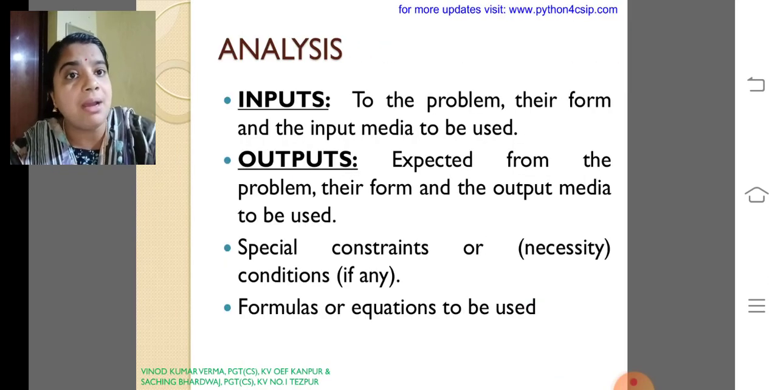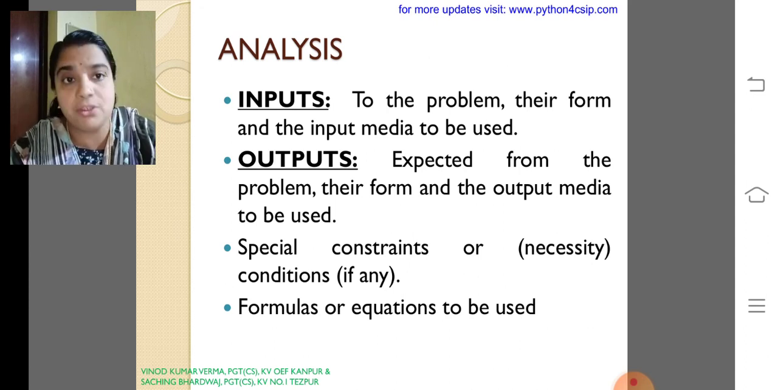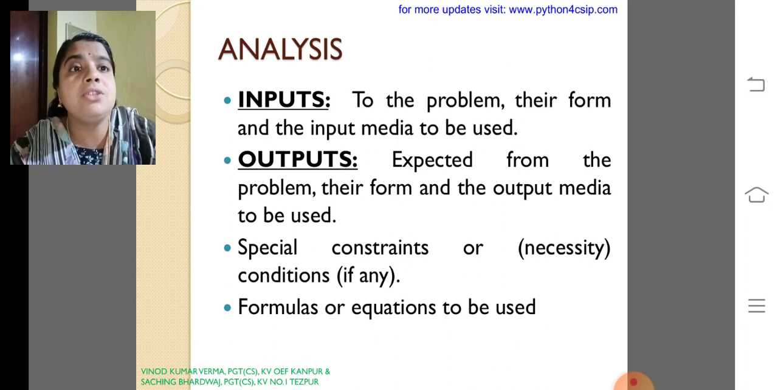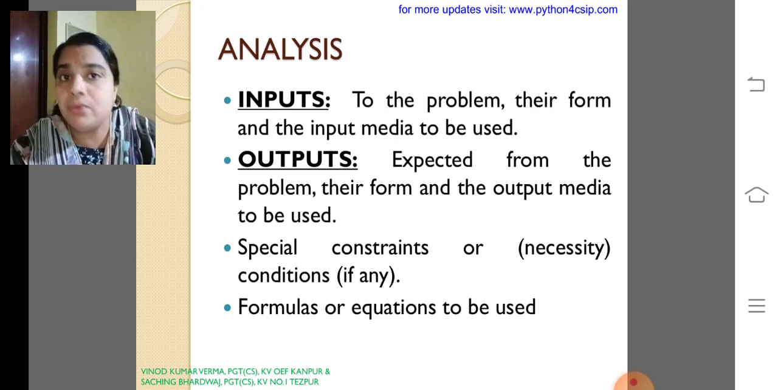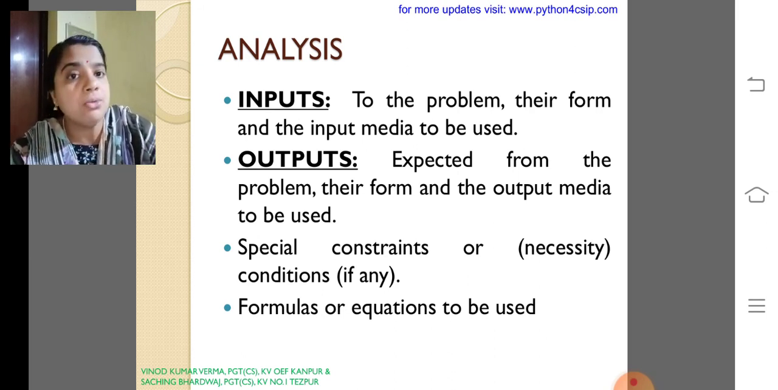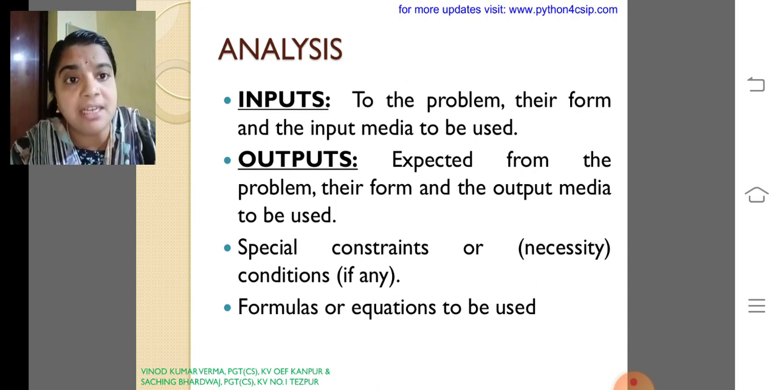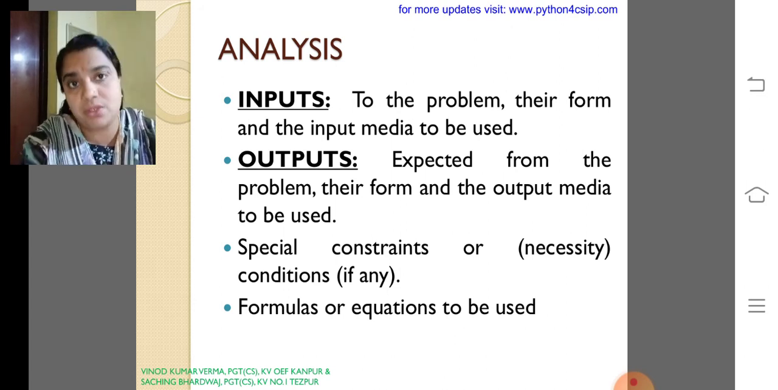The next one is about analysis. In the analysis, we should be aware of the inputs, outputs and the formulas. The input to the problem, their form and the input media to be used. Output, which is expected from the problem, their form and the output media to be used. Then if any constraint or condition is necessary, the formula or equations to be used.